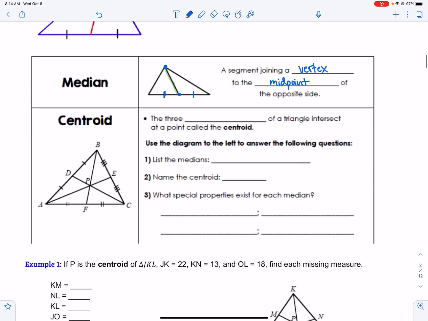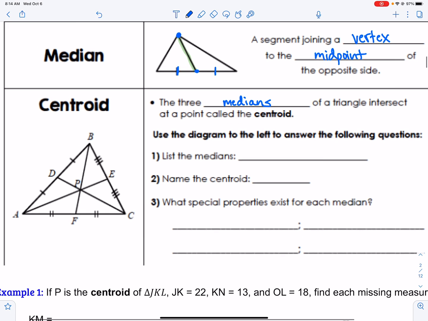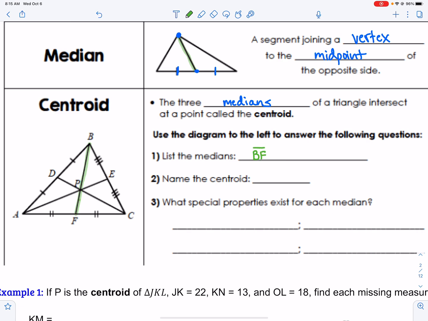The three medians of a triangle intersect at a point we call the centroid. So write medians in that blank. And it says use the diagram to the left to answer the following questions. So let's list the three medians of this triangle. So we have vertex B hits point F, which is the midpoint of AC. So BF is one of our medians. I'm actually going to write that in green to match my highlighter. So BF is a median.